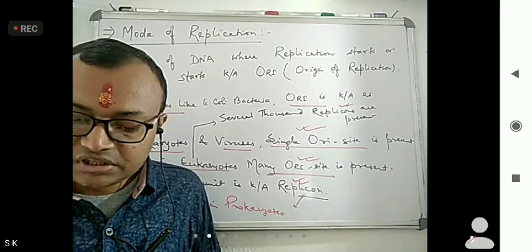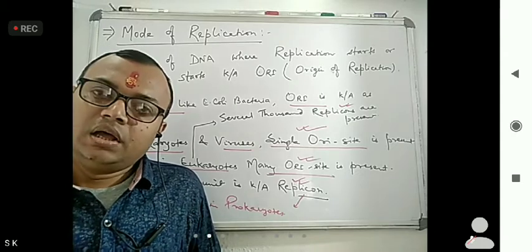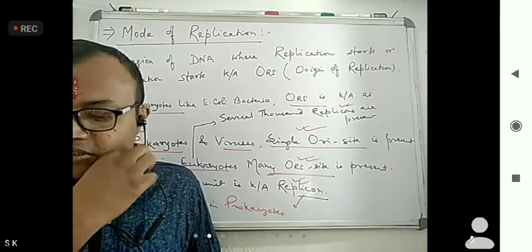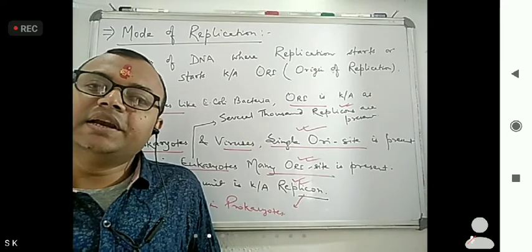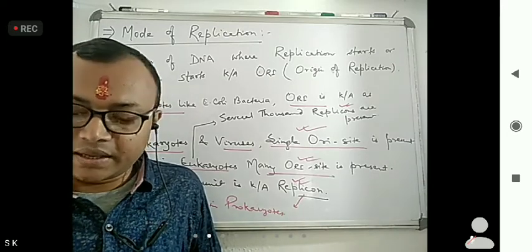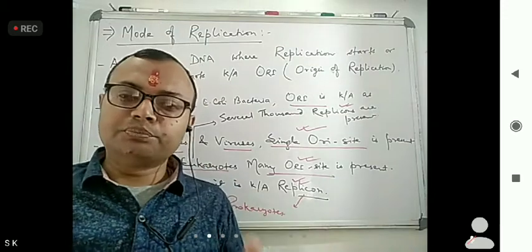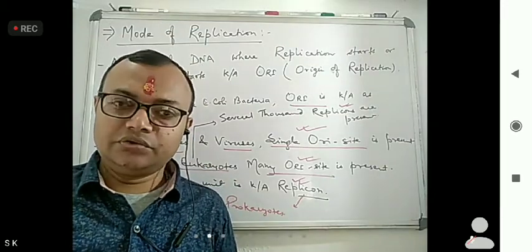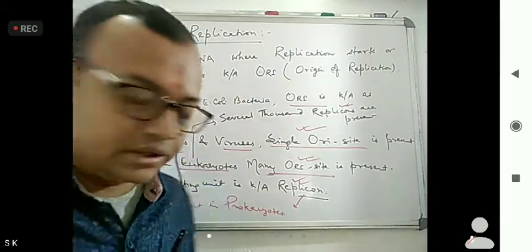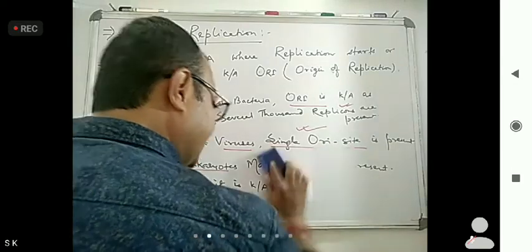Okay. Now one more scientist came. That scientist's name is Cairns. So he proposed the theta model for circular DNA replication. Okay, what I told, Cairns.